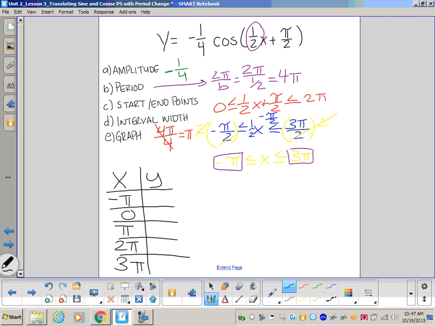For cosine, my first y value is 1 for regular cosine. So I'll multiply it by negative 1/4. Then I go to 0, 1/4, 0, negative 1/4.